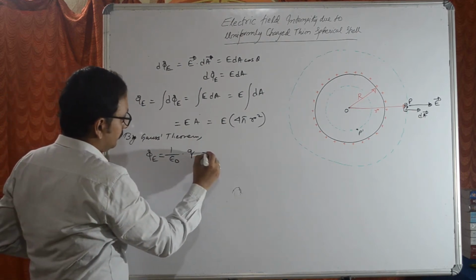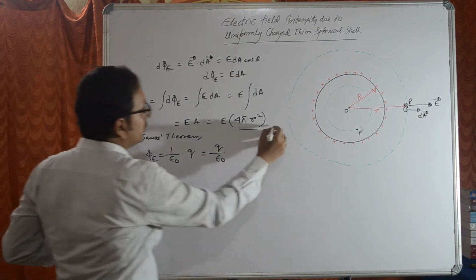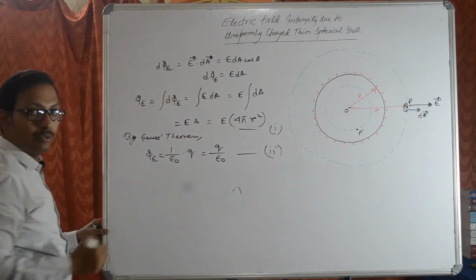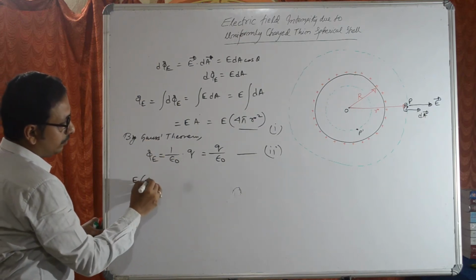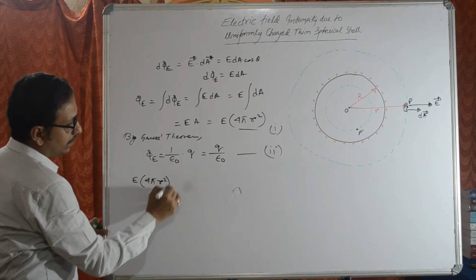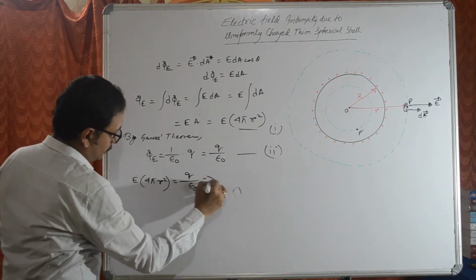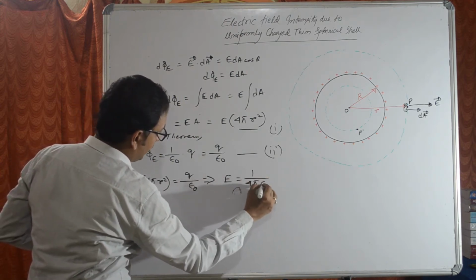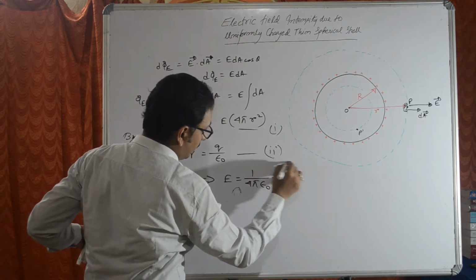Then let me write this as Q by epsilon naught. This is your equation 1, this is your equation 2. So what you get over here, if I compare these two, I will be getting E 4 pi r square equal to Q by epsilon naught. This one I can again write as E equal to 1 by 4 pi epsilon naught Q by r square.